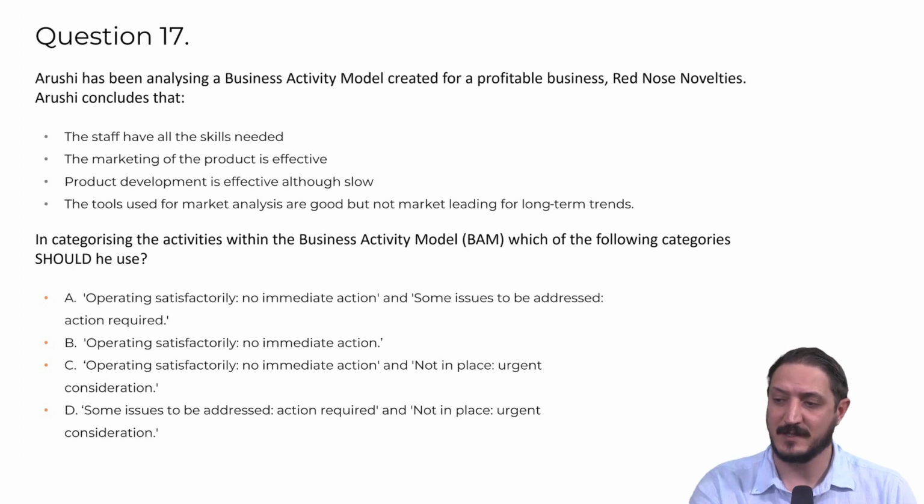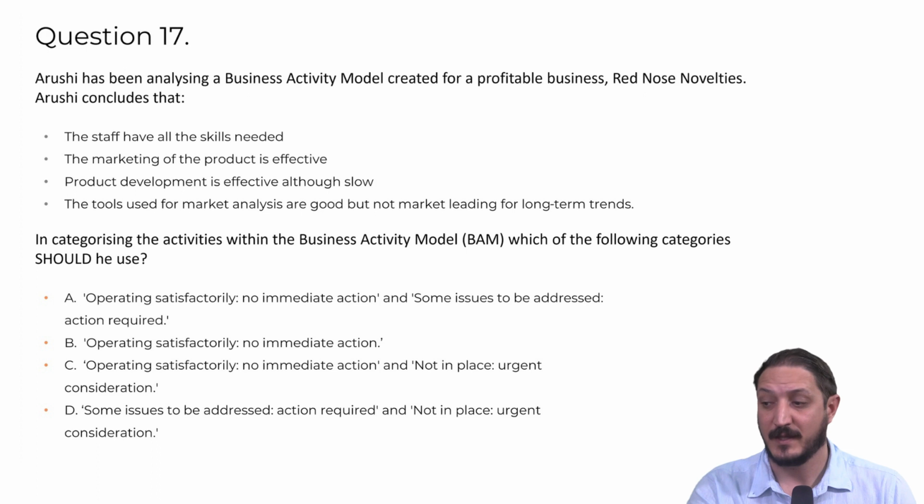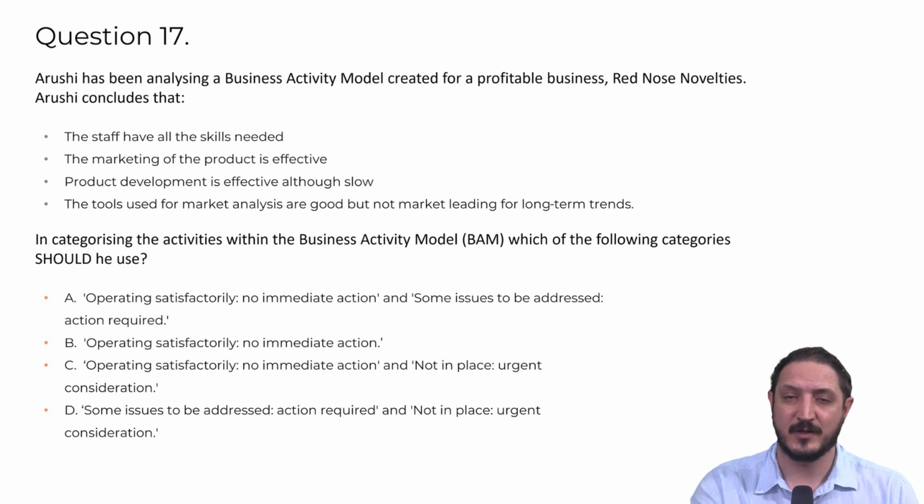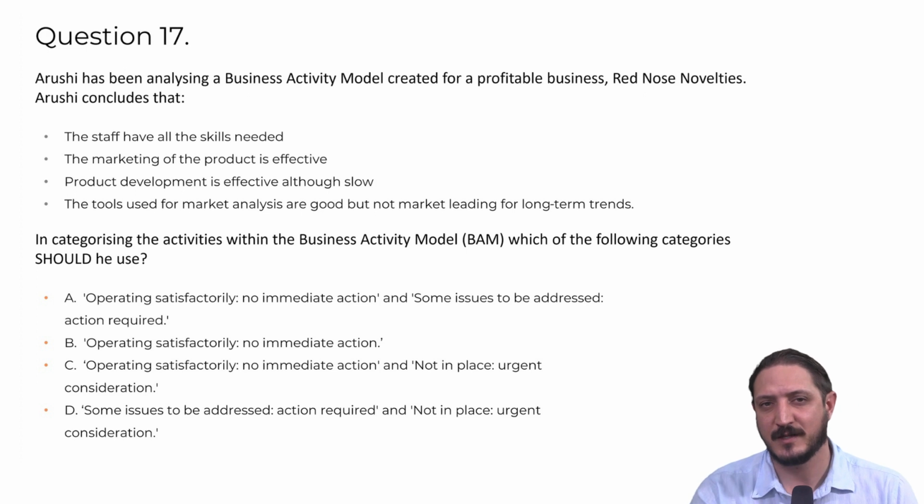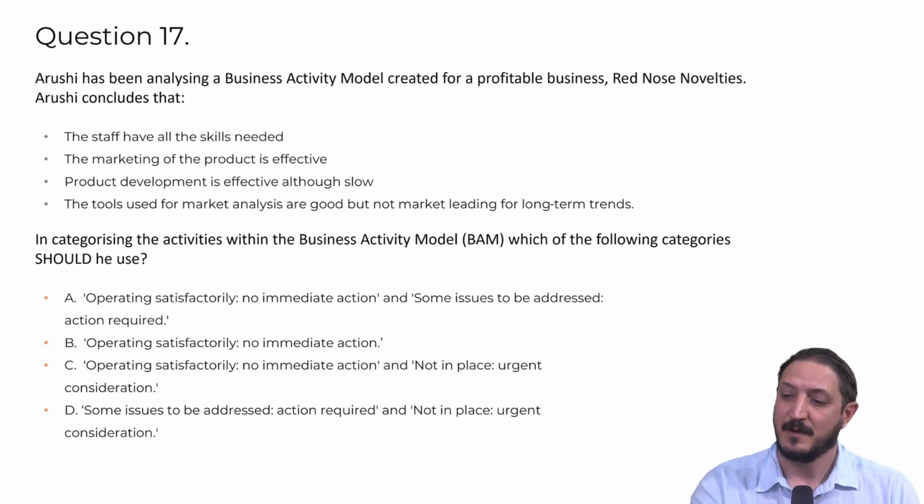So we have operating satisfactory, no immediate action, and some issues may be addressed, action required. So we've got 2 of those categories that are 2 of the 3 categories that I was speaking about earlier. So they're not using a RAG assessment here, they're rather using those 3 categories. B, operating satisfactory, no immediate action. C, operating satisfactorily, no immediate action, and not in place, urgent consideration. Then D, some issues to be addressed, action required, and not in place, urgent consideration.